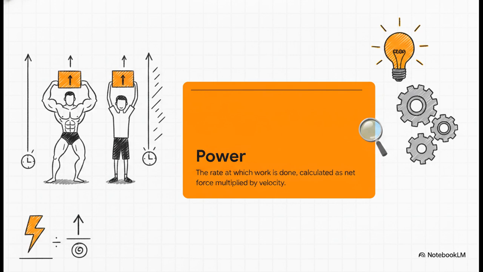You and a bodybuilder might both carry a heavy box up a flight of stairs. You both do the exact same amount of work because you moved the same mass over the same distance. But if the bodybuilder runs up the stairs in 5 seconds and it takes you a full minute, the bodybuilder has generated way more power. We measure this rate in watts.